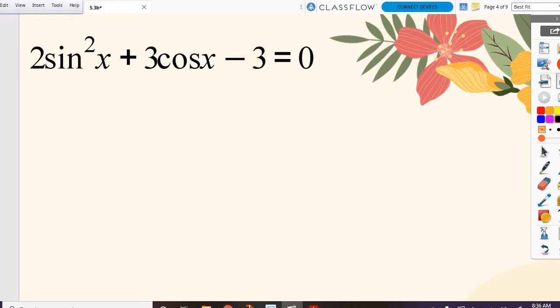That way I do have the same trig function throughout my equation. And hopefully when we see that sine squared, it automatically should trigger our Pythagorean identity, which is sine squared plus cosine squared equals 1. Now, since we don't have a cosine squared, we're not going to be able to use that portion. However, we do have a sine squared. So I'm going to solve for sine squared, and we get 1 minus cosine squared equals sine squared.